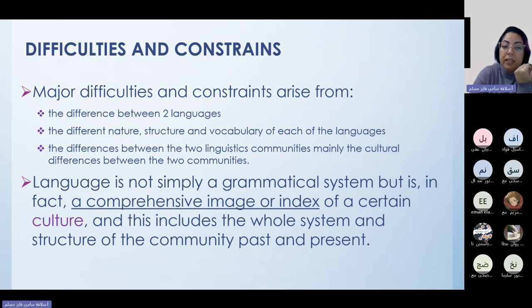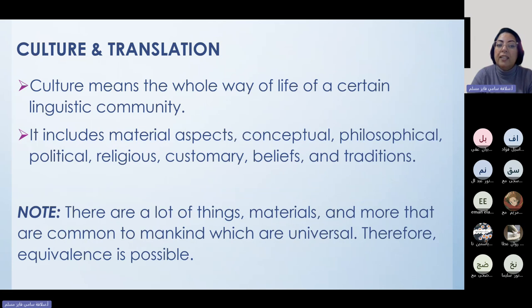That's why I told you that English and Arabic should be your native languages, because if you don't know one aspect of either language, it will be a difficulty for you when you come to translate. Okay? So what do they tell us? Language is not simply a grammatical system, but it is a comprehensive image or index of a culture. So in this culture, the manner of speaking, the way people live, the environment, the background, the history, the grammar, the structure, the rhetoric, everything is part of the language that the translator should be aware of, in order to translate in a proper way. Okay? So, culture and translation go hand in hand. They always go together. Okay?